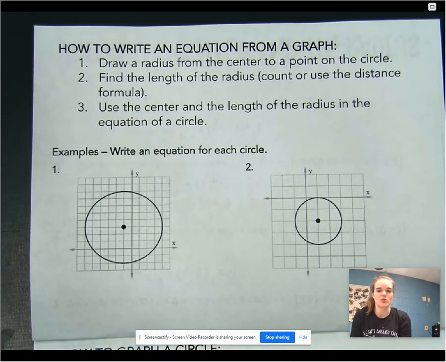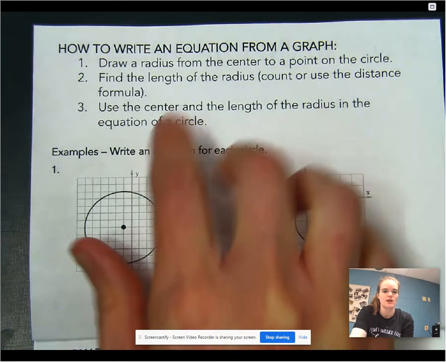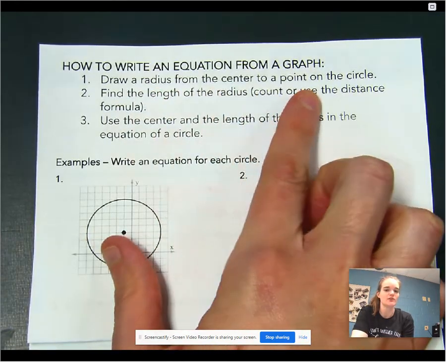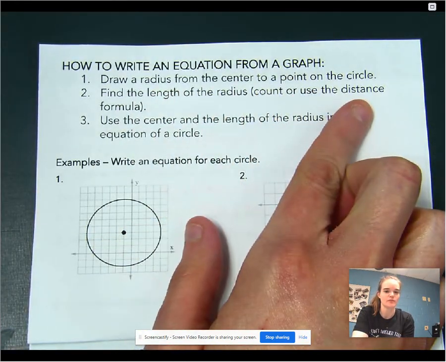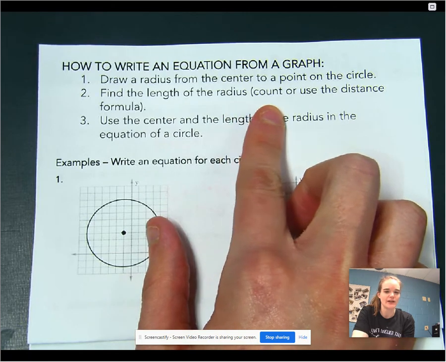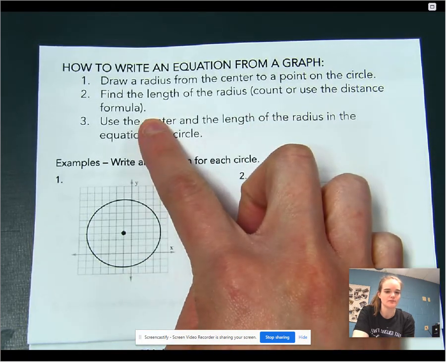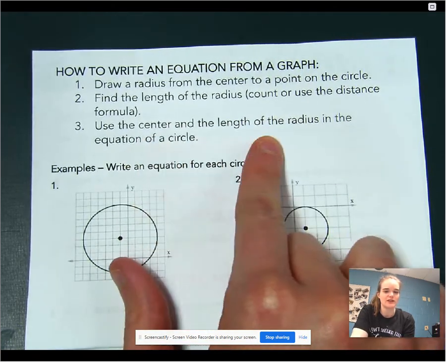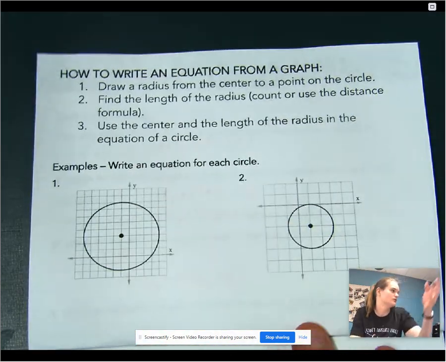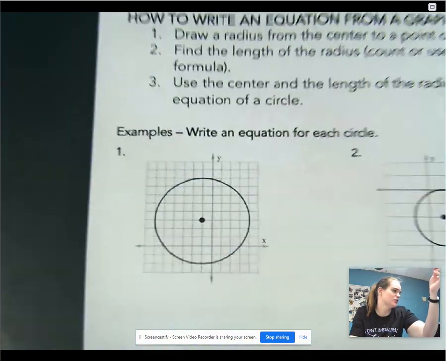To write an equation of a circle from a graph, you will draw a radius from the center to a point on the circle. You will find the length of the radius, count or use the distance formula. You will use the center and the length of the radius in the equation of a circle. So example 1, and then you're going to try example 2 on your own.